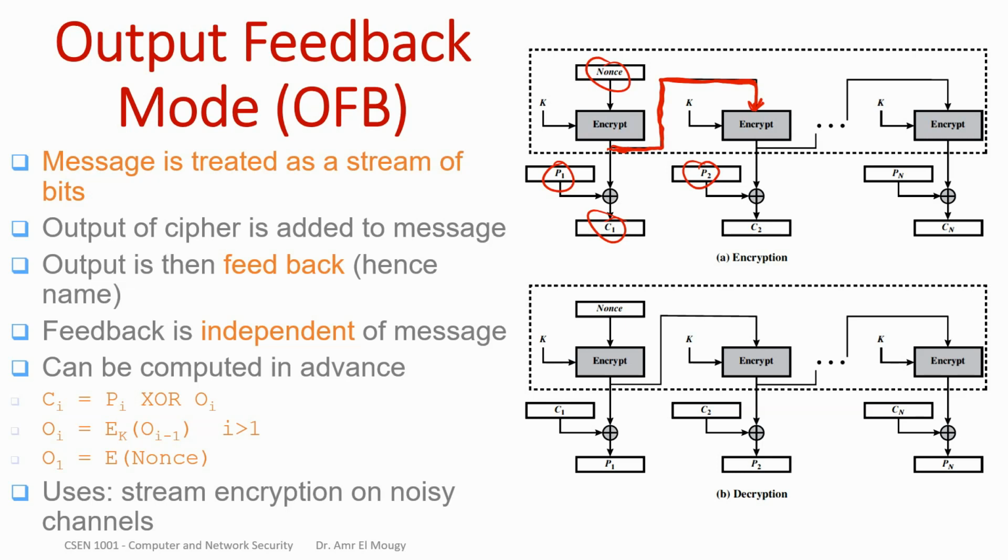The error propagation is actually an advantage here because the errors do not propagate. If there is an error in C1, it will only affect C1 and P1. It will not affect C2 because C2 and P2 do not actually depend on C1. So an error here will not propagate. This is another advantage. And it can be parallelized because the sequence, as we said, can be generated offline. You don't have to wait to generate the sequence when the data comes. You can generate it before any data comes, and you just use them for encryption.